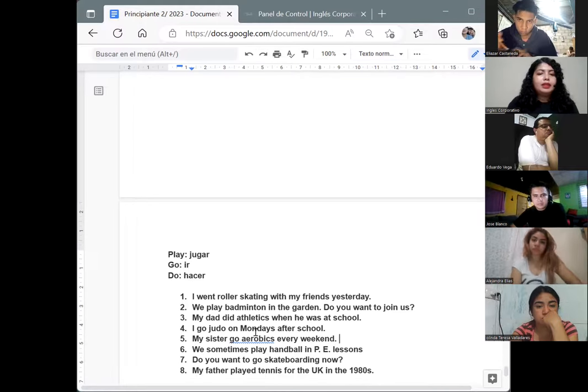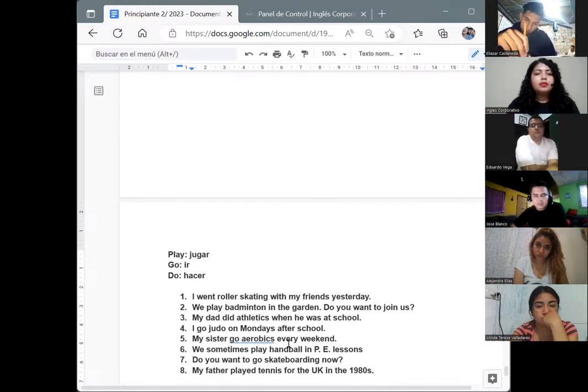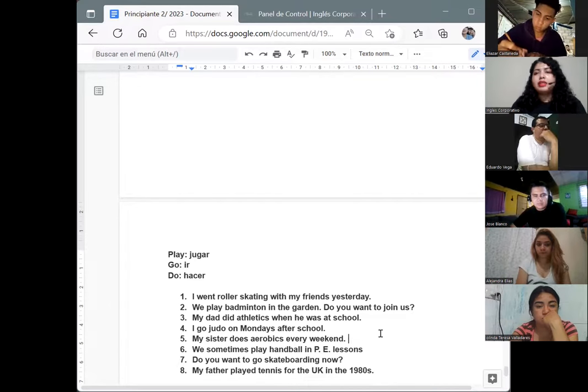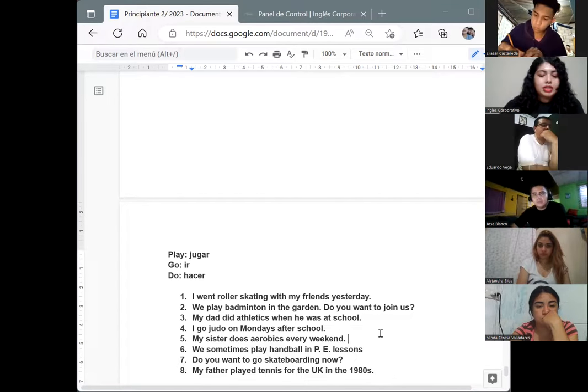¿Qué creen que le falta aquí? ¿Es ir o es hacer aeróbicos? Does, very good. Does aerobics every weekend. Ella hace aeróbicos todos los fines de semana. Muy bien. Ahí están nuestras oraciones con los verbos específicos que sirven para hablar de esas acciones que están realizando. Vamos a la última.